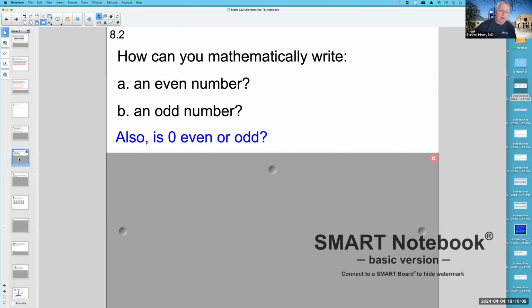How can you mathematically write an even number, an odd number, and is 0 even or odd? So this came right out of 8.2. How can you mathematically write an even number?